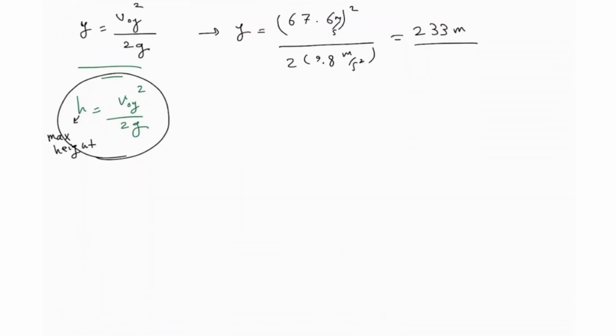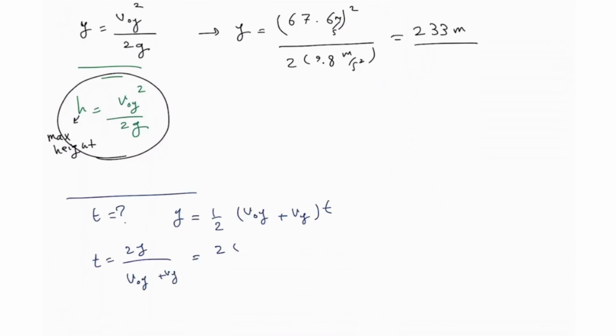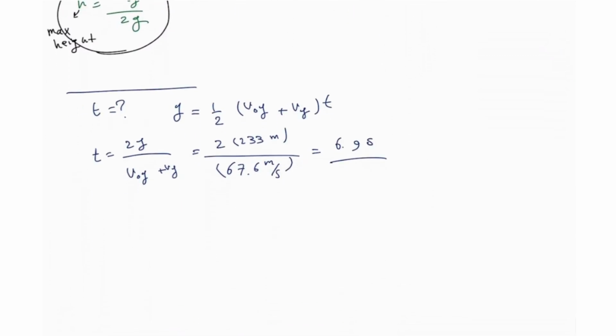Now let's find the time. Here's the easiest equation we can use to find the time. Note that we could also use this equation to solve for t. And if we use this equation, we get the same answer, but it would make our job a little bit harder, because if we use this equation, we're going to have to solve a quadratic equation to find t.